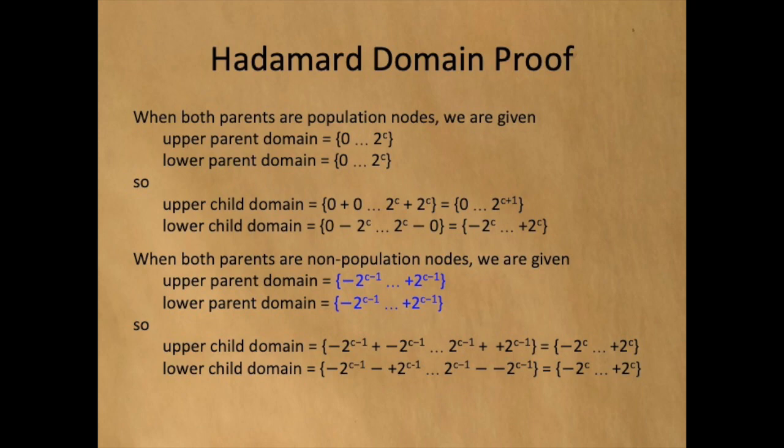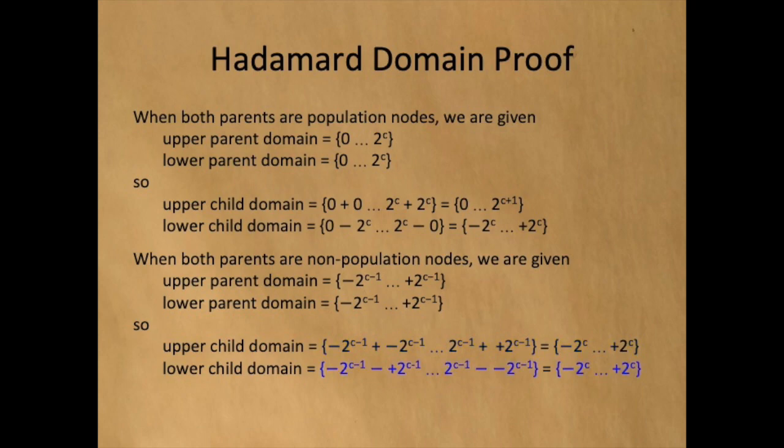When both parents are non-population nodes, then we are given that both parent domains range from minus 2 to the c minus 1 to positive 2 to the c minus 1. The upper child Hadamard will be the sum of the two parent Hadamards, so the upper child domain will range from minus 2 to the c minus 1 plus minus 2 to the c minus 1 all the way up to 2 to the c minus 1 plus 2 to the c minus 1, which equals minus 2 to the c to 2 to the c, which is the non-population range in the next column.